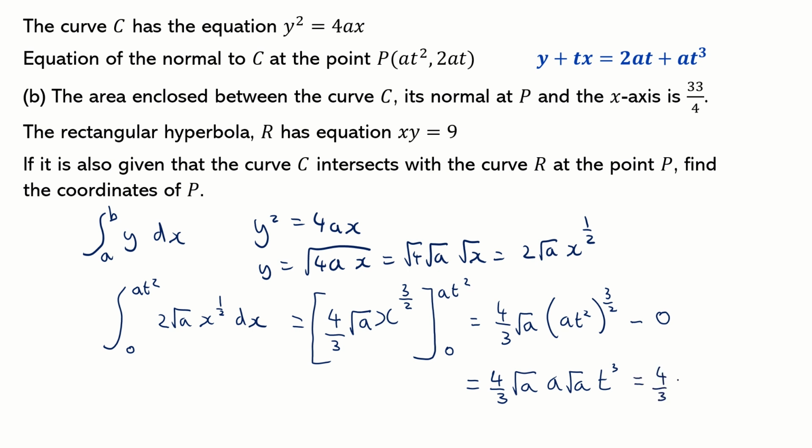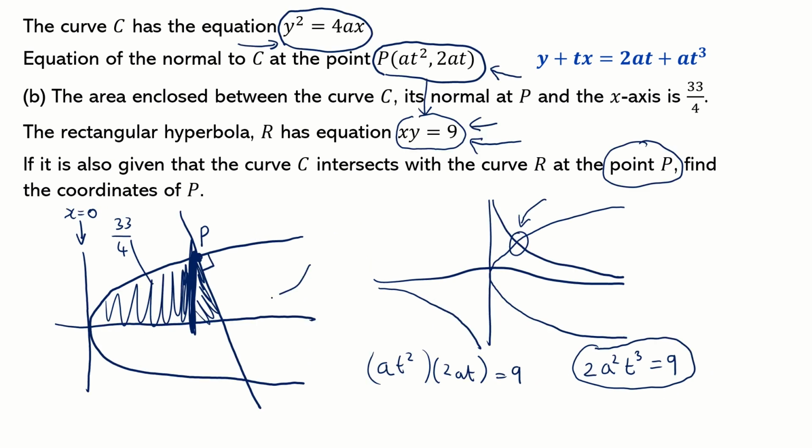So we have 4/3 a squared t cubed. But we should be aware that that isn't the full area. We also need to work out the area of the triangle that we have there. Now the triangle is quite nice to work out because it's going to be a triangle with a height of just the y coordinate of P, because the bottom of the triangle is at y equals 0 and the top of the triangle is at P. Therefore that height difference is just decided by the y coordinate of P.